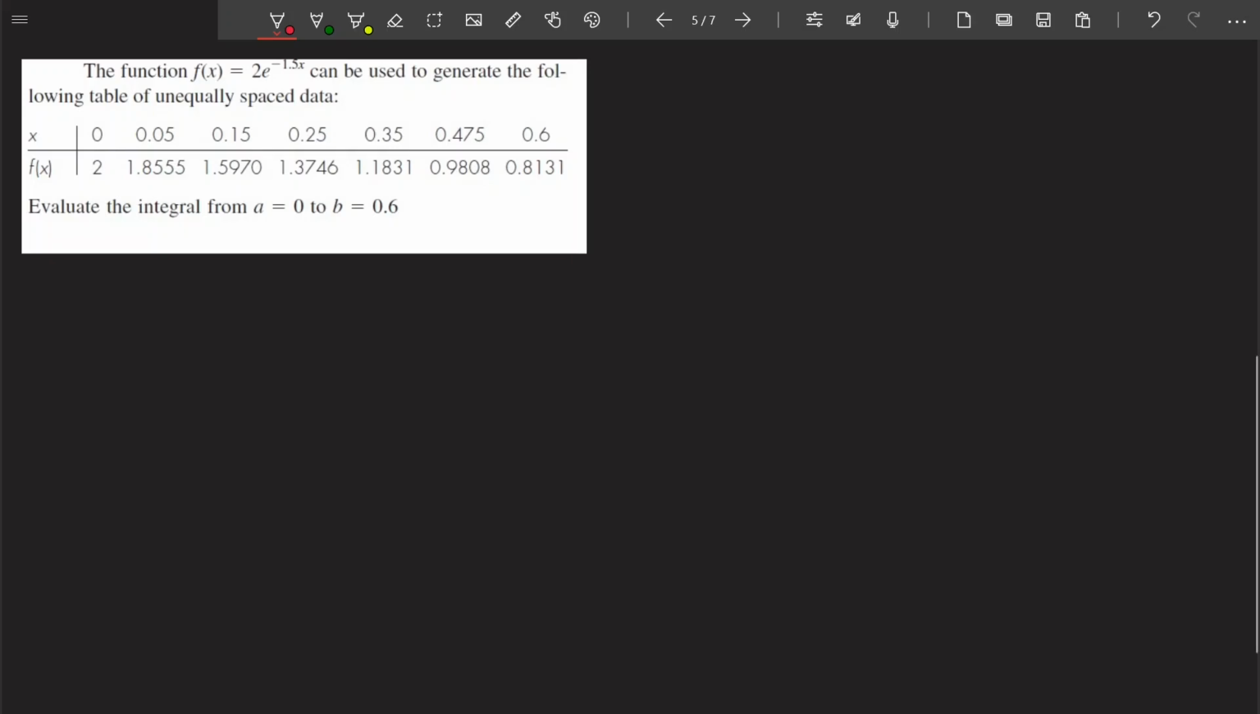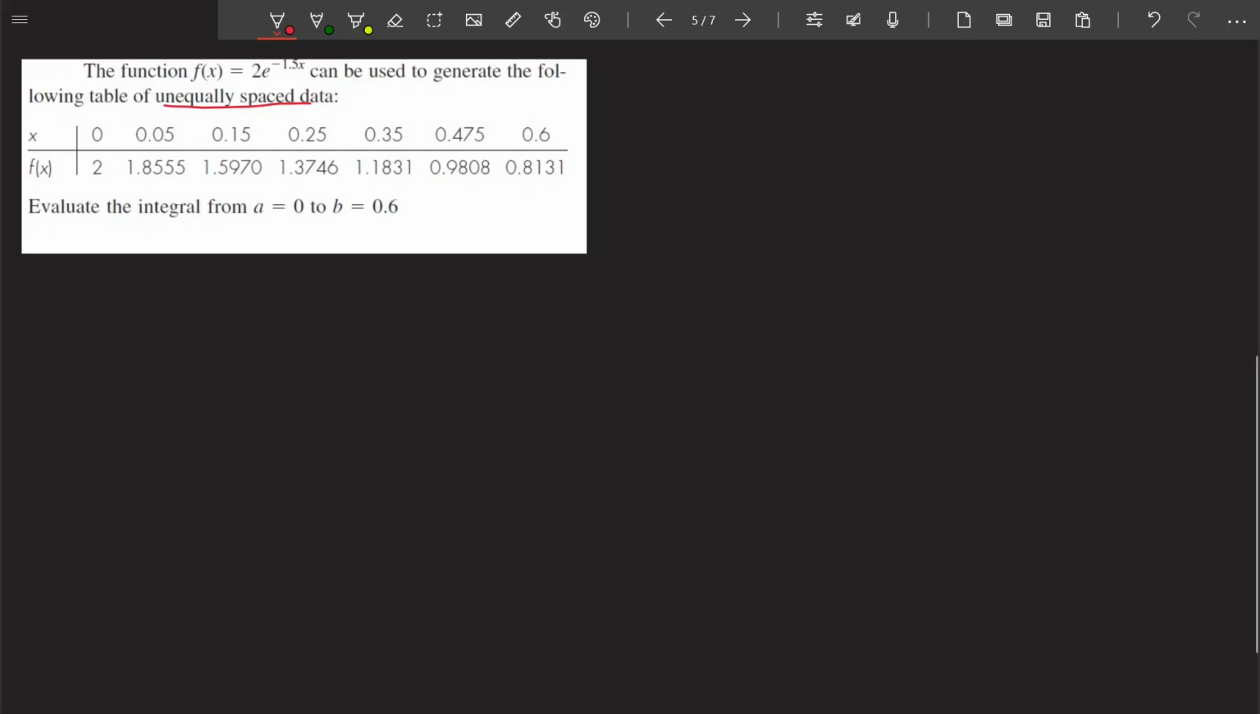So let us talk about this problem. Now if you see in this problem, the question says that the function f(x) = 2e^(-1.5x) can be used to generate the following table of unequally spaced data. So till now, the problems that we have solved, all the data was equally spaced, but this is unequally spaced data. What you have to do is evaluate the integral from 0 to 0.6.